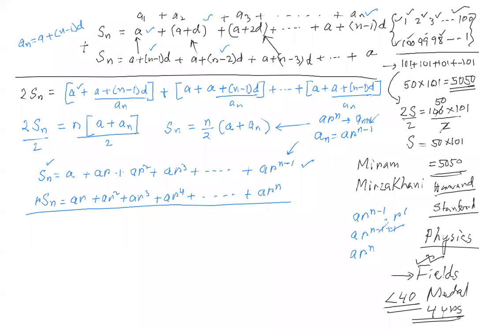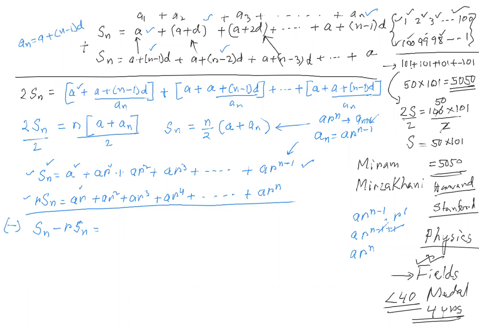Now I'm going to do something interesting. This is one equation and this is another equation. Subtract one from the other. So I'm going to find S sub n minus r times S sub n. If I subtract it, look what happens.